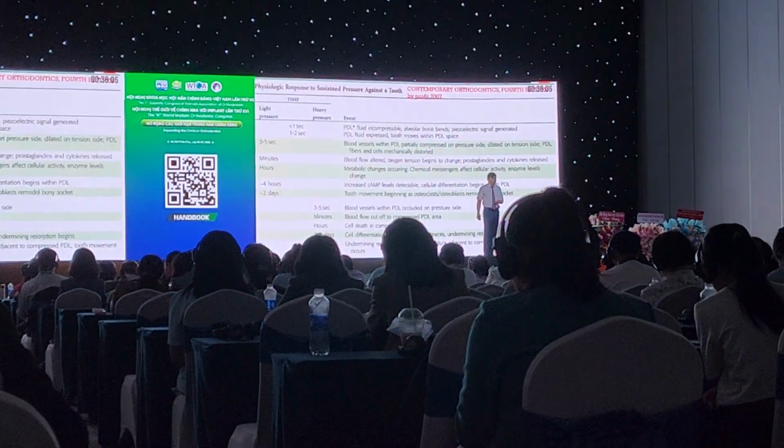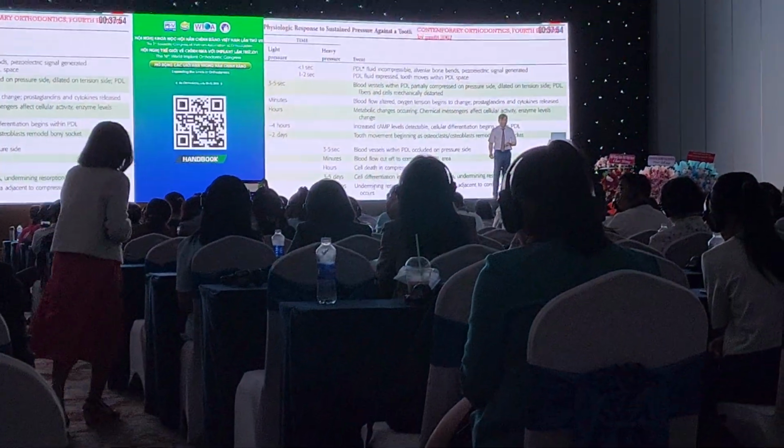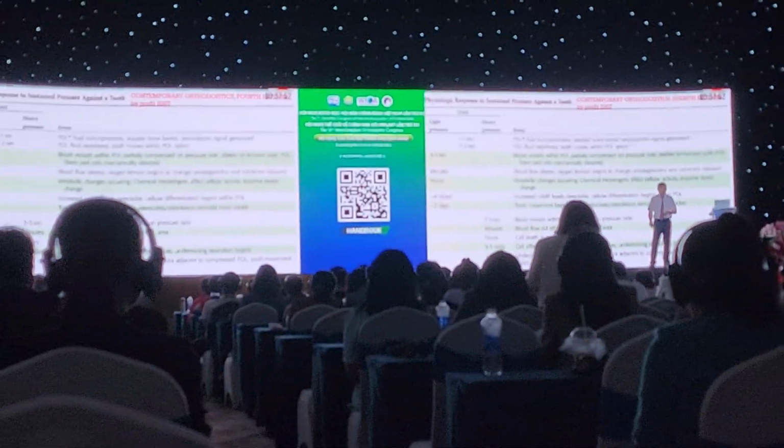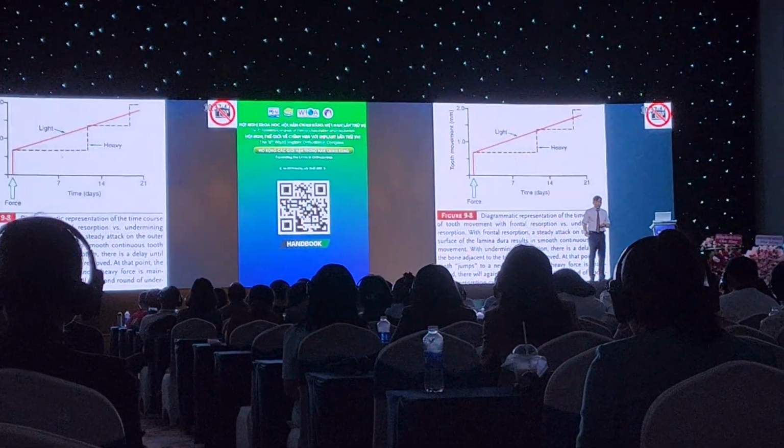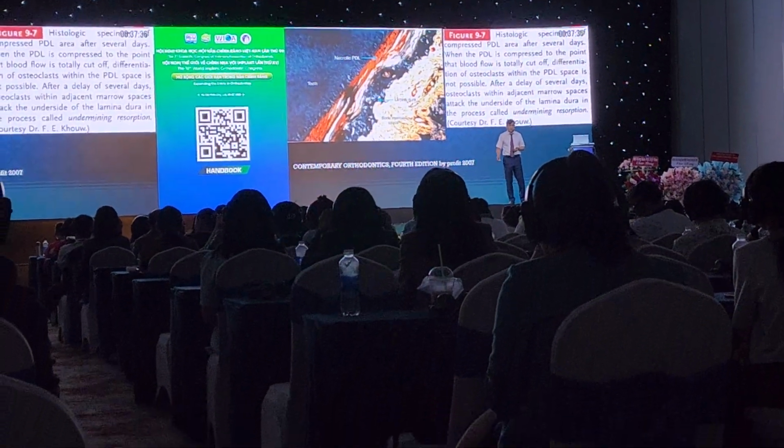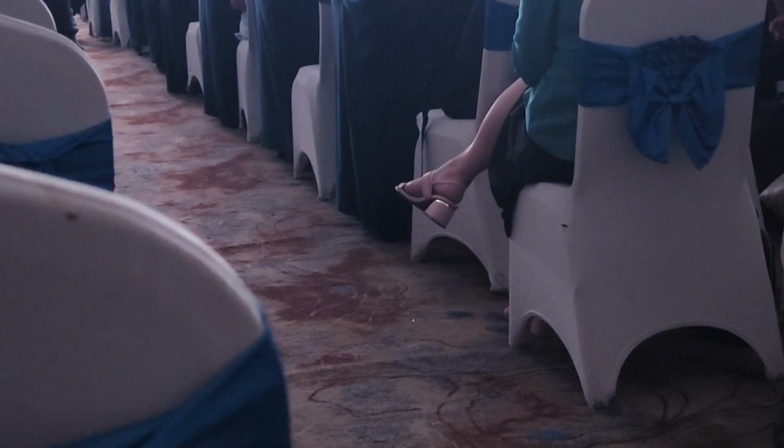So, as we know a long time ago, if we use the light force, the tooth will begin to move after 2 days. If we use the heavy force, we will create the undermining resorption, and the teeth will move later. Between the light force and heavy force, we have the linear movement. Heavy force will create the step movement. With the heavy force, we will have the undermining resorption. That means the resorption comes from here.